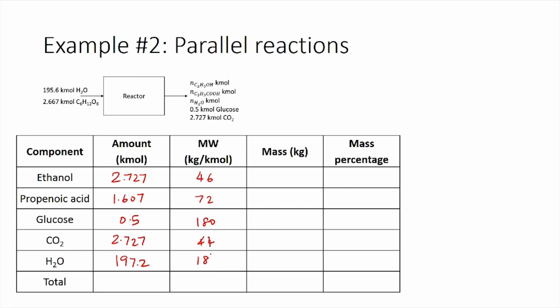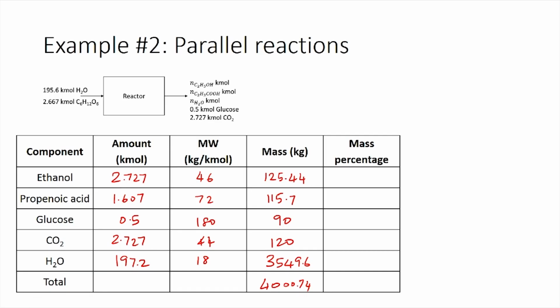Using the molecular weight, we can calculate the masses as the product of molecular weight and the number of moles to get the masses as 125.44 kilograms, 115.7 kilograms, 90 kilograms, 120 kilograms and 3549.6 kilograms. The summation here would come to 4000.74. One thing you would notice is we had 4000 kilograms of feed present initially.